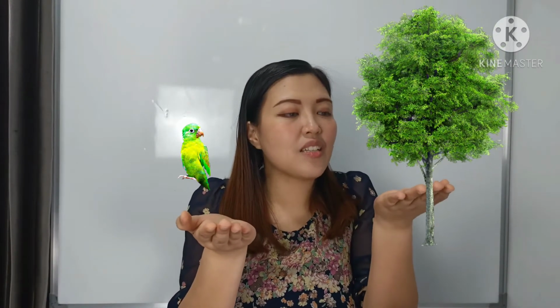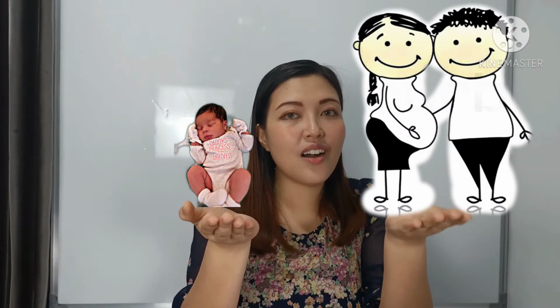A bird is short, a bird is short. A tree is tall, a tree is tall. A baby is short, a baby is short. But mom and dad are tall, tall, tall, tall.